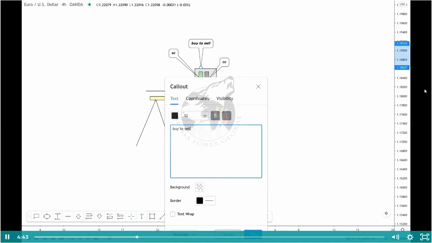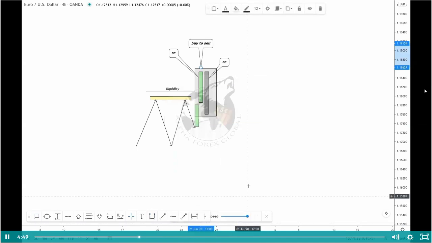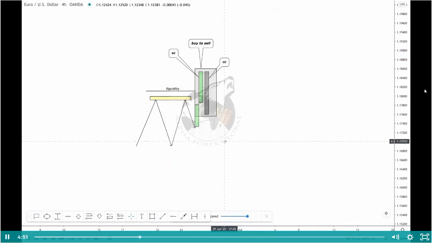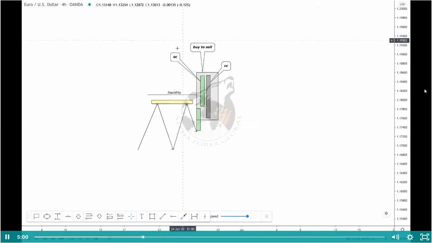And it would be vice versa if we were to look at the market in an uptrend. If the market was supposed to go in an uptrend, sorry. So yeah, so this is a buy to sell move.